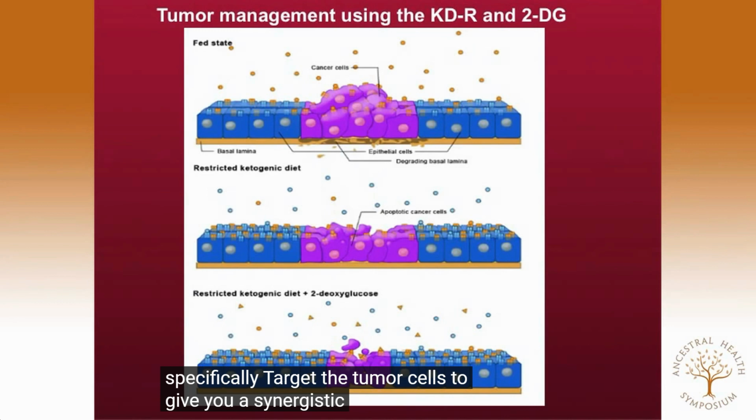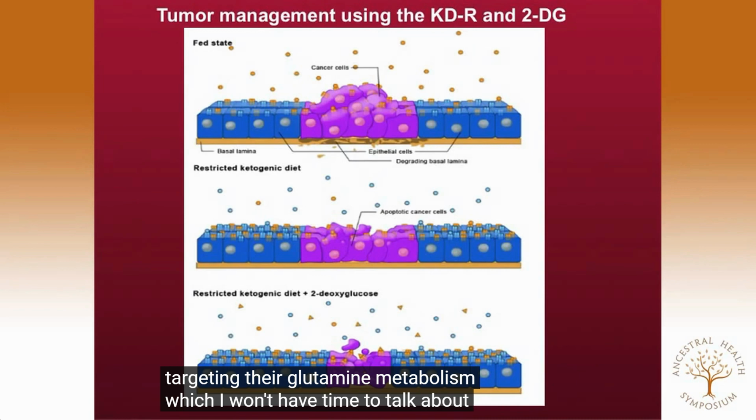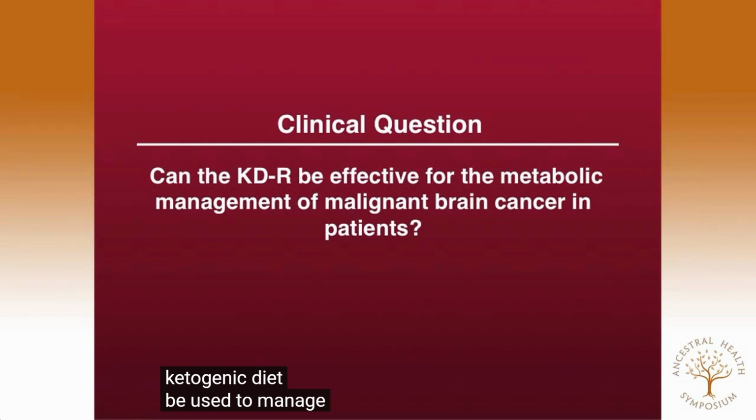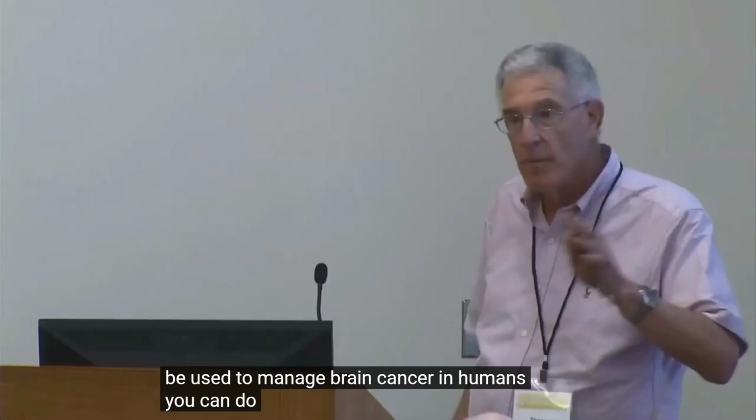This is an emerging field. We've just started this. There are many other metabolites out there that we can use together with these diets to kill off these tumor cells, and also targeting their glutamine metabolism, which I won't have time to talk about. So the clinical question, can the ketogenic diet be used to manage brain cancer in humans? You know, I'm finished doing the mouse stuff, forget it.